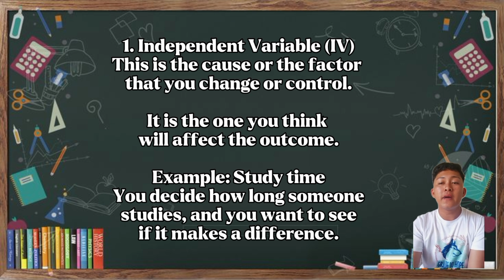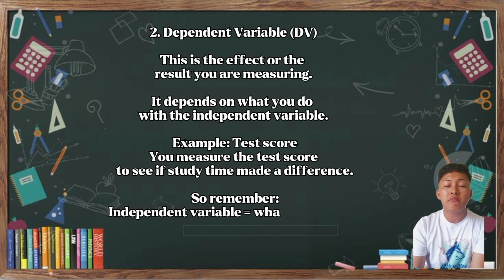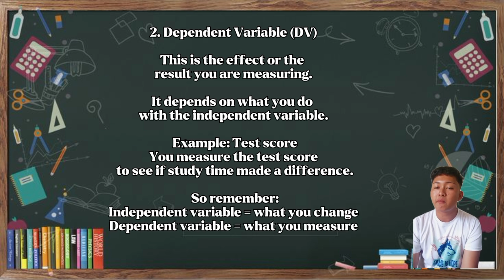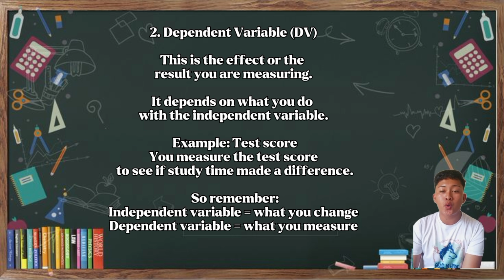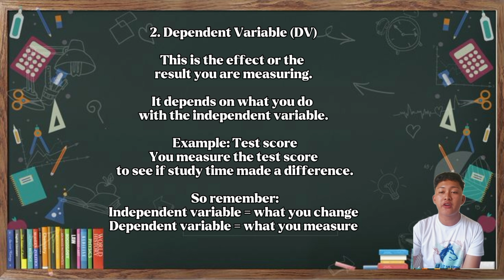Second, dependent variables. These are the effect or the result you are measuring. It depends on what you do with the independent variable. Example, test scores. You measure the test score to see if the study time has made a difference. So remember, independent variable: what you change. Dependent variable: what you measure.